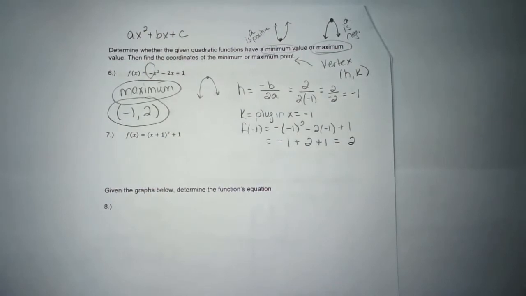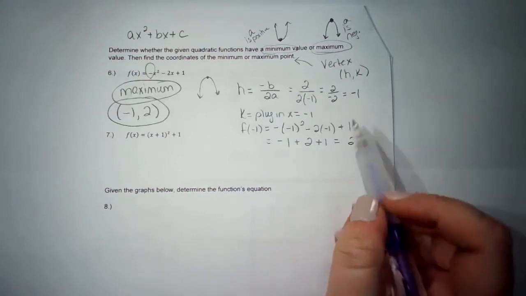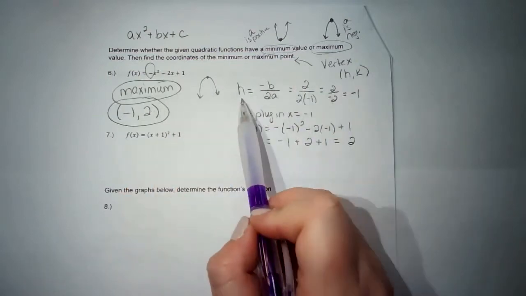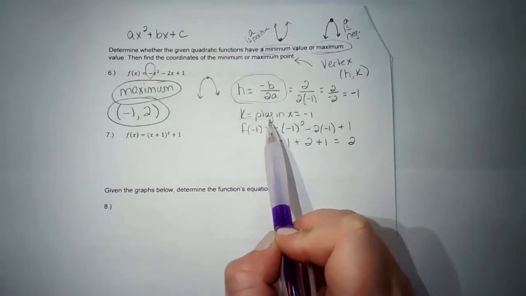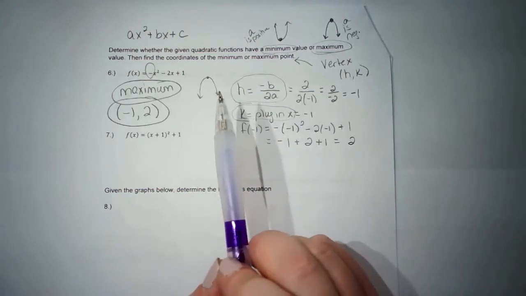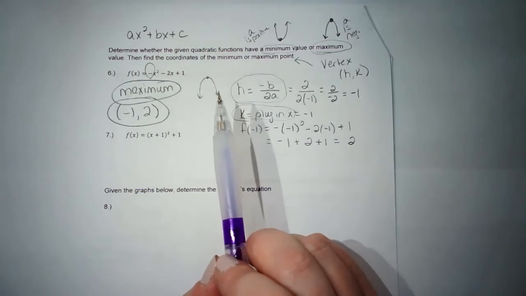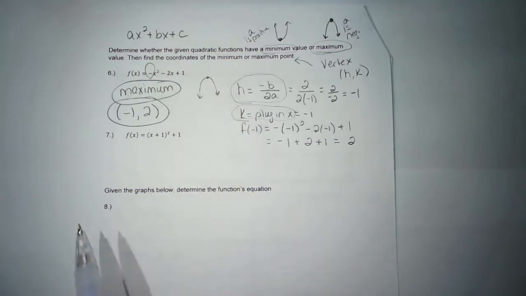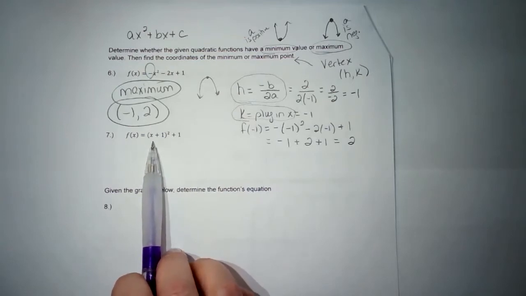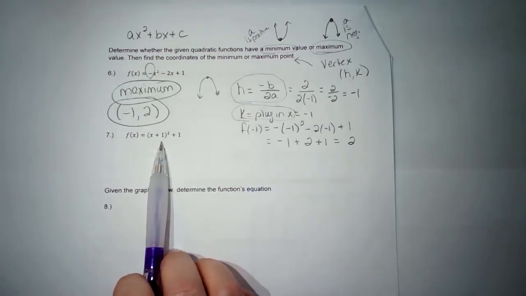Okay. So you had quite a bit to do there. You had to know if it's opening up or down, and you had to know how that relates to maximum or minimum. And then you also had to find the vertex, and it's going to be this formula for H. Then when you find H, plug it into the equation to find K. Okay, sound good? All right, now this next one, because it's in this little standard form, is so much easier.